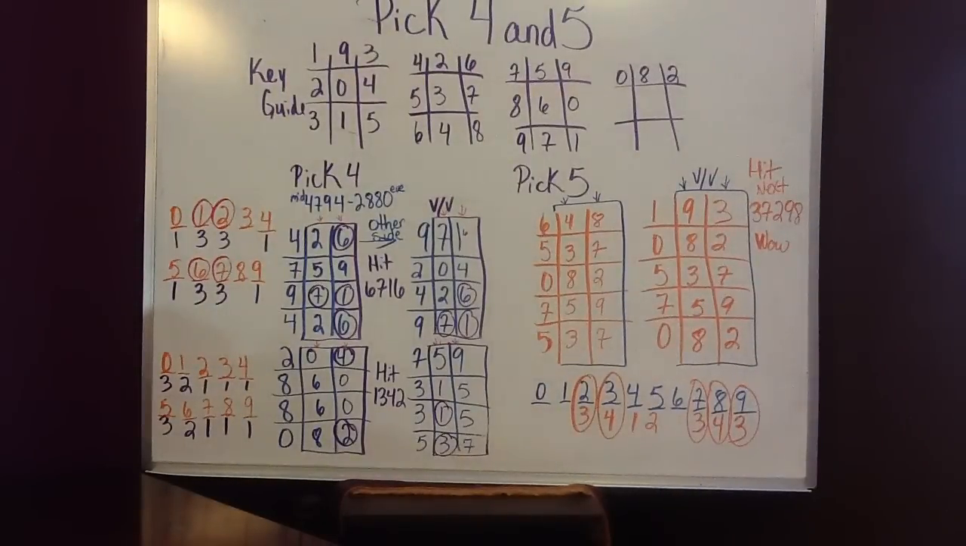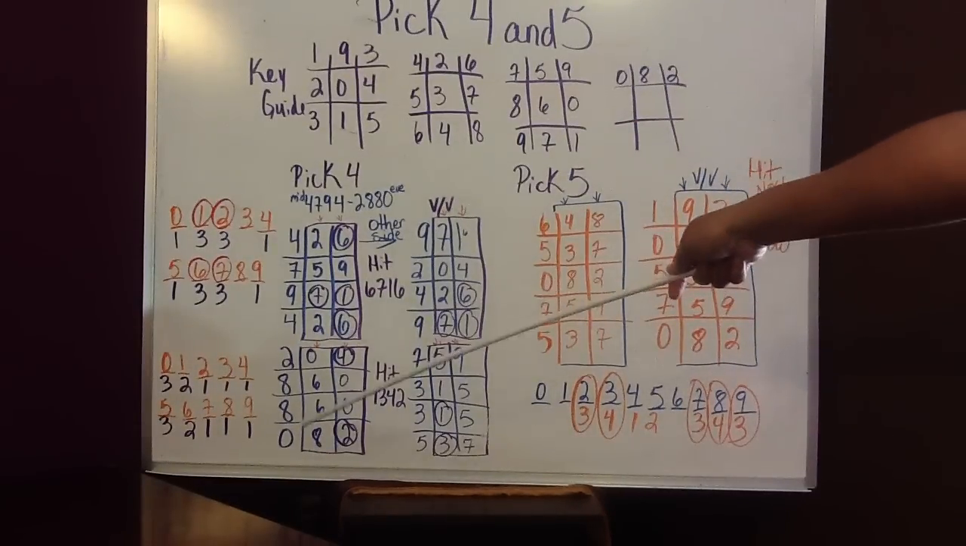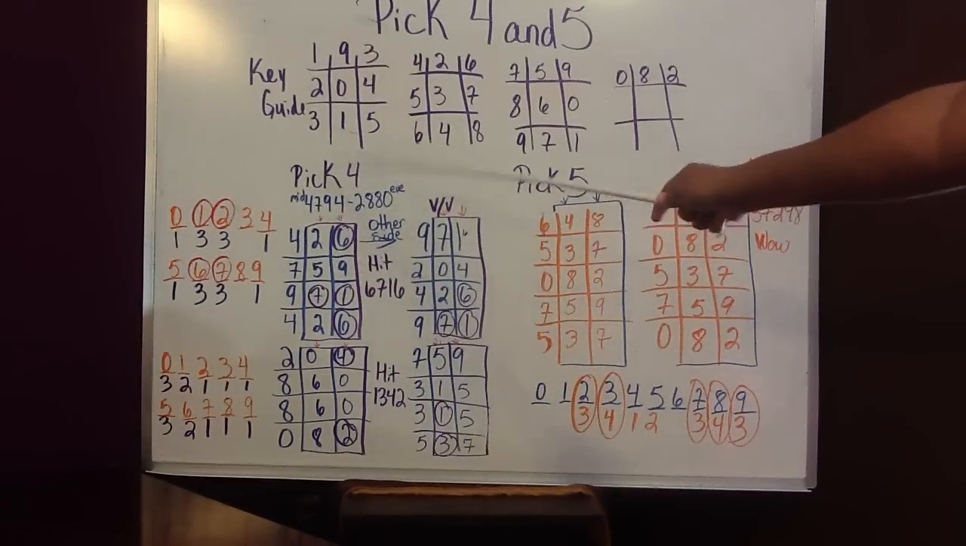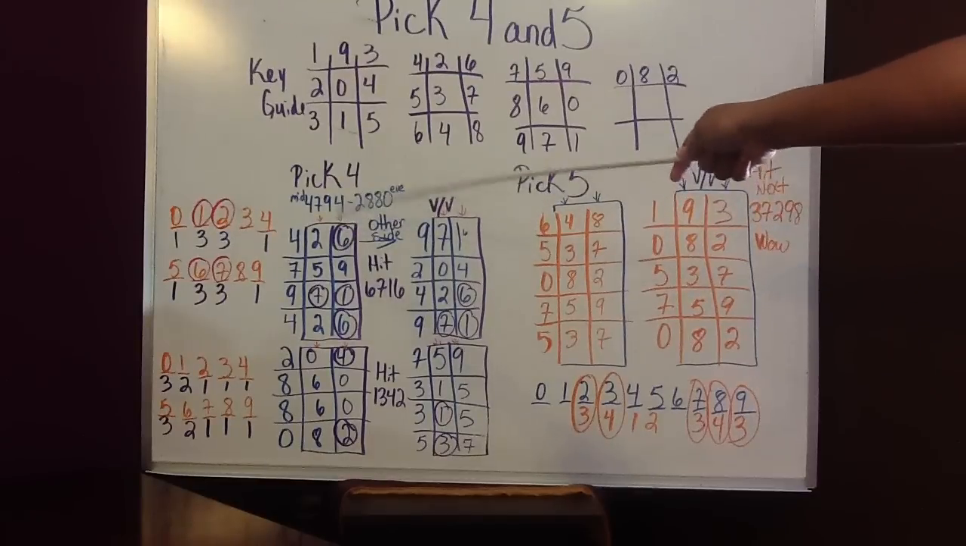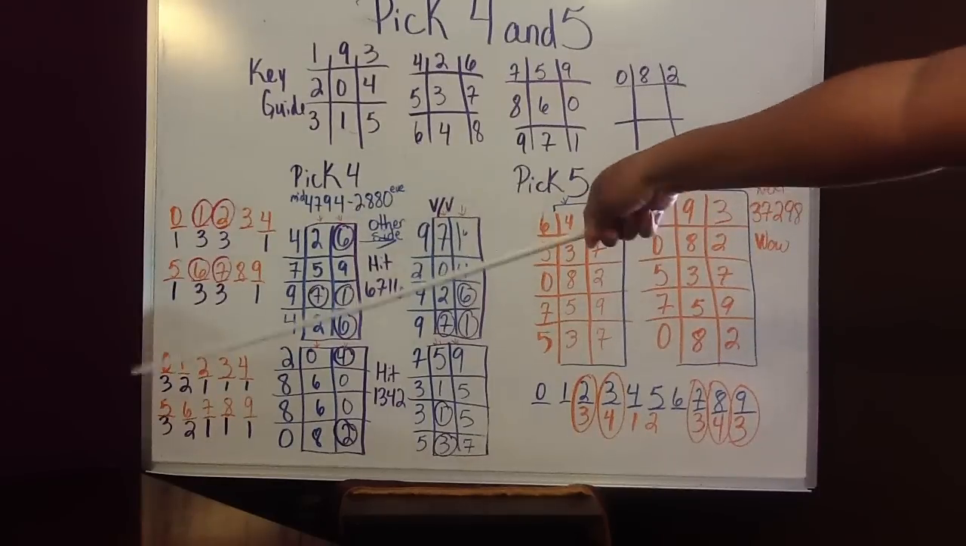Okay, today we will be talking about the pick 4 and pick 5 method. It's the same method as the pick 3 with the tic-tac-toe. So I've written the key guide for you at the top. And also here, I picked the Georgia pick 4 and the pick 5 that fell day before yesterday.